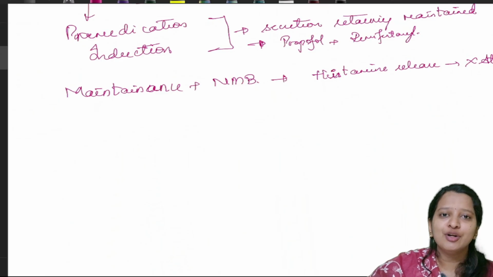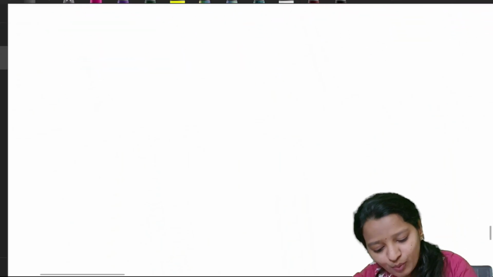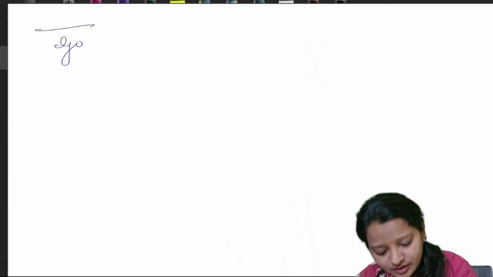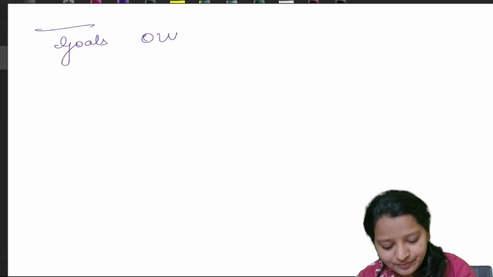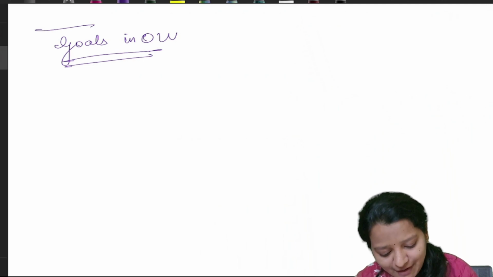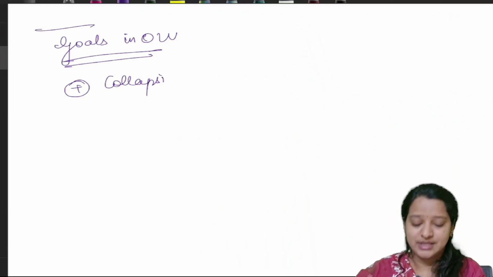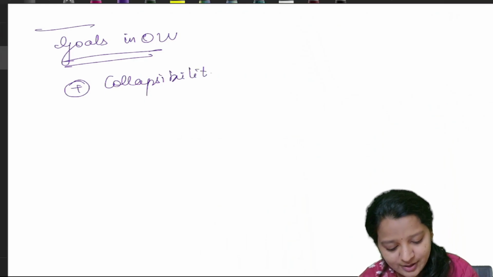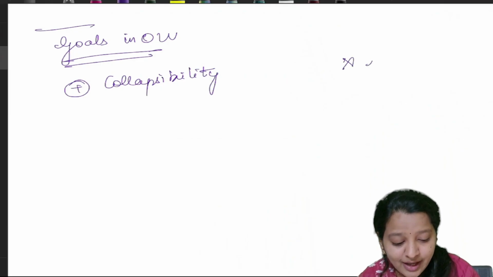But we should not go for higher doses. Okay. Next. So what are our goals? Goals during this one lung ventilation. We have to have adequate collapsibility in the collapsed lung. Here in the ventilated lung, we should prevent atelectasis.